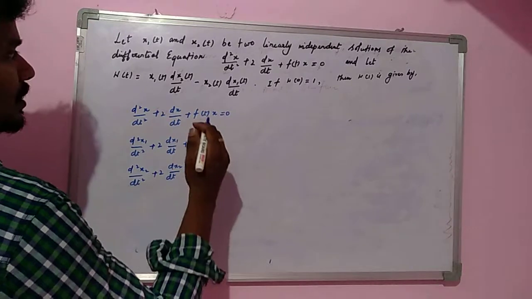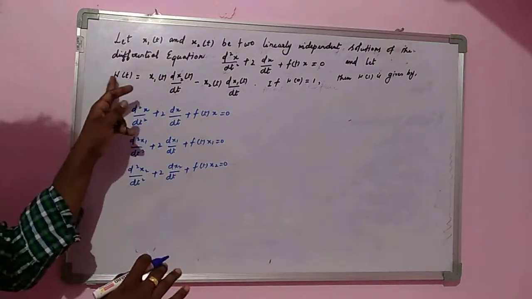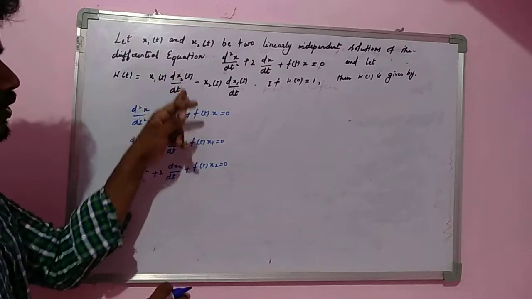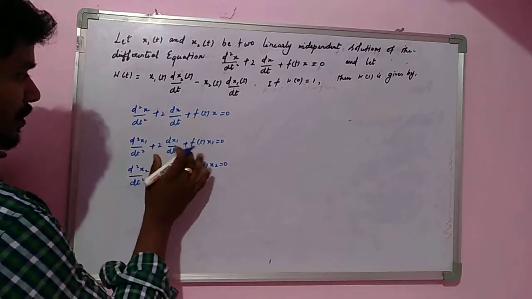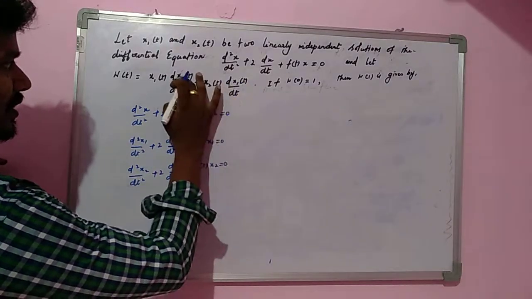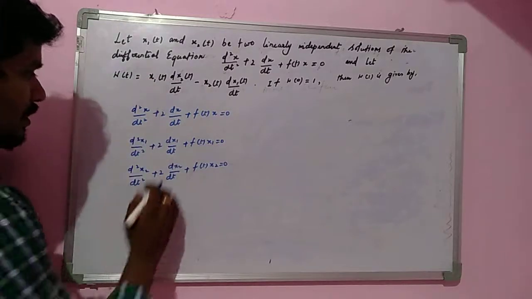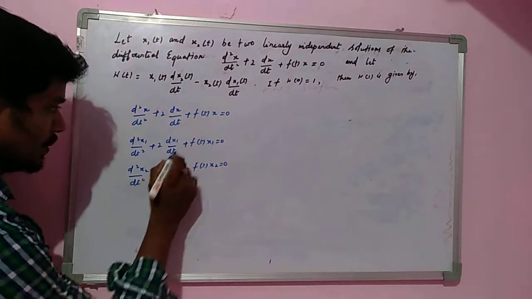Next, we need W(t). W(t) = x1(t) dx2/dt − x2(t) dx1/dt. So from these two equations, you need to find dx1/dt and dx2/dt. Then we have to substitute back into W(t). So first find dx1/dt from the first equation.